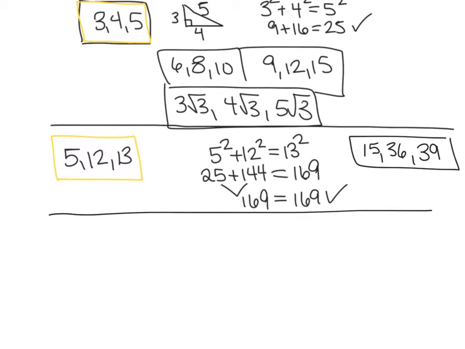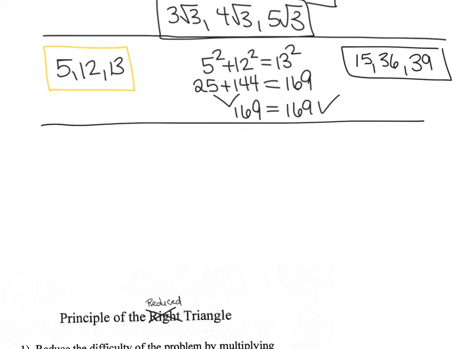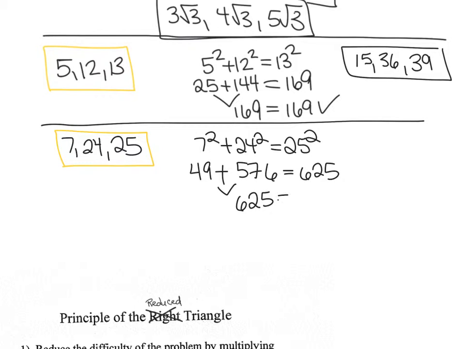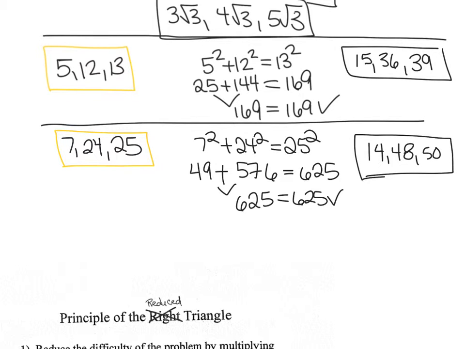Next, we have the 7, 24, 25 family. Again, 7 squared plus 24 squared equals 25 squared. So we have 49, 576 equals 625. And when you add these, you get 625 is equal to 625. So your book gives an example of 14, 48, 50 would fall into this family because you just multiplied everything by 2.